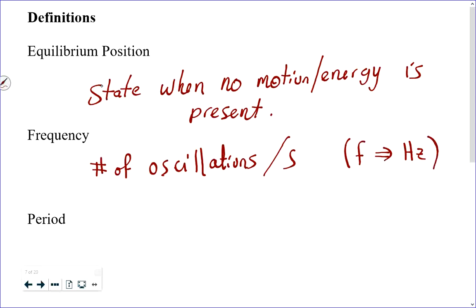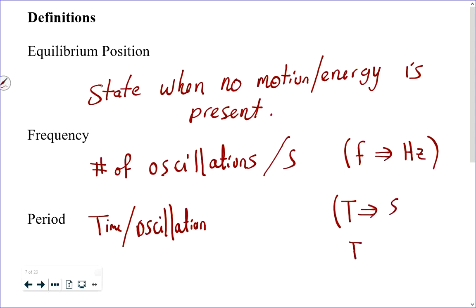Period, well, we've already talked about that. It's the time per oscillation. And when we were studying circular motion, we said the period was the time for one complete revolution. Here it's the time for one complete oscillation. And of course that period is measured in seconds. And the relationship that we learned in circular motion physics is the same as the relationship here.